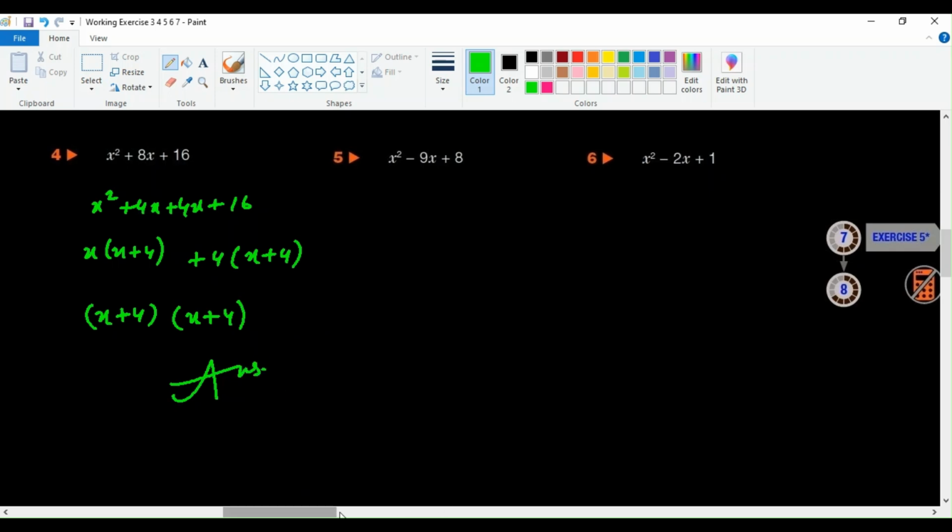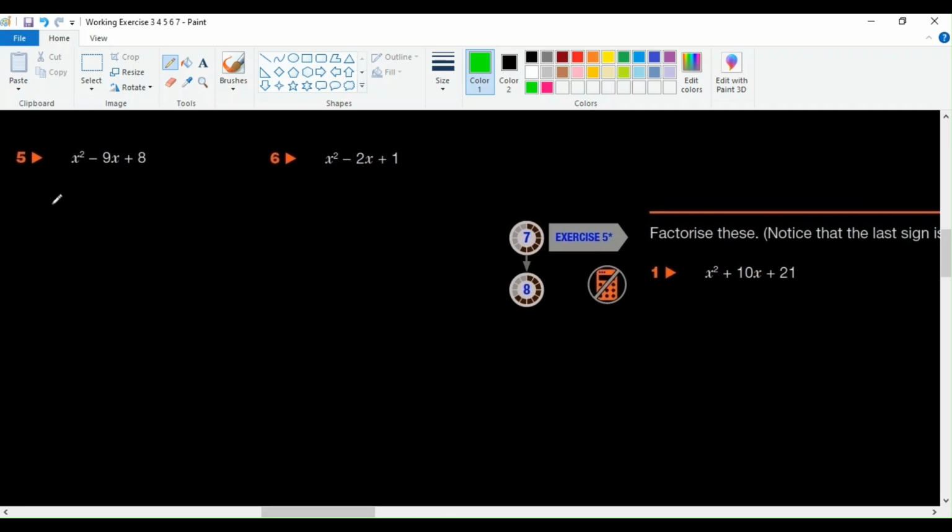Moving on to question number 5. In here, we know very well that 1 times 8 is an 8, and minus 1 and minus 8 gives us minus 9. So x square plus 8 I will write as it is, and minus 8x and minus x gives us minus 9x. So x minus 8 is going to be in the first bracket, and copy down x minus 8 once again, and minus 1 is going to be here. So x minus 1 and x minus 8 are two factors.